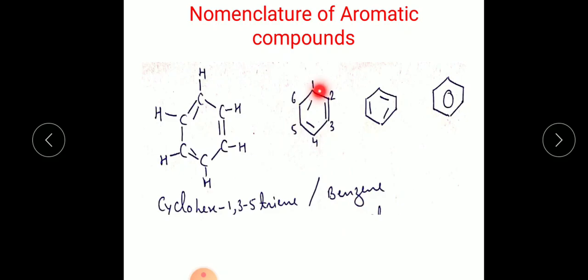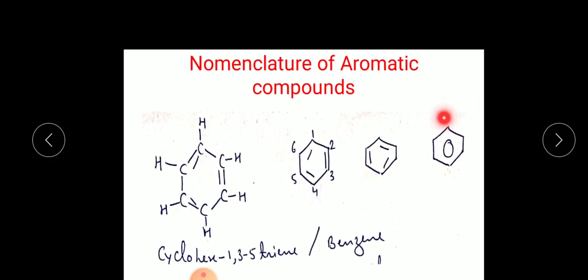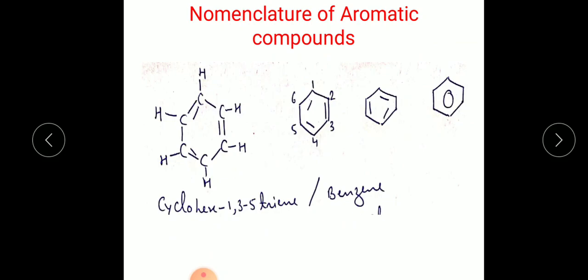So this can be represented in this way also, or in another form, where the positions of the double bonds at 1 and 2, 2 and 3 are alternate. Whereas we can also represent the aromatic compound benzene by just making a cyclohexane and a circle inside it.